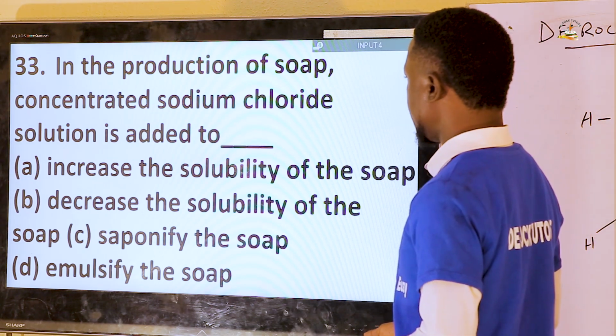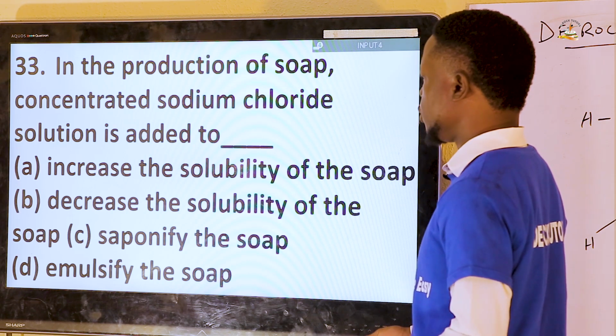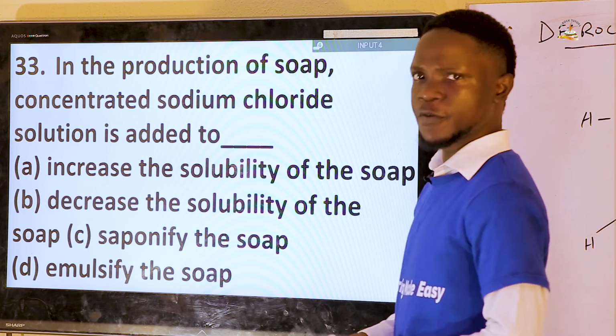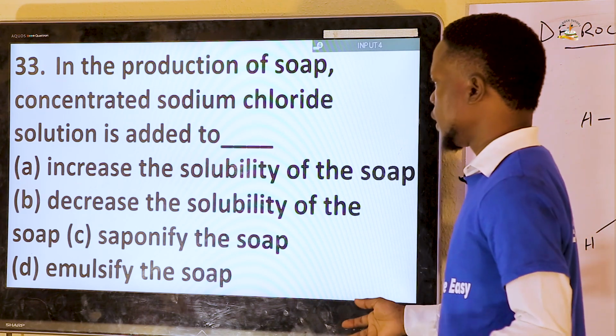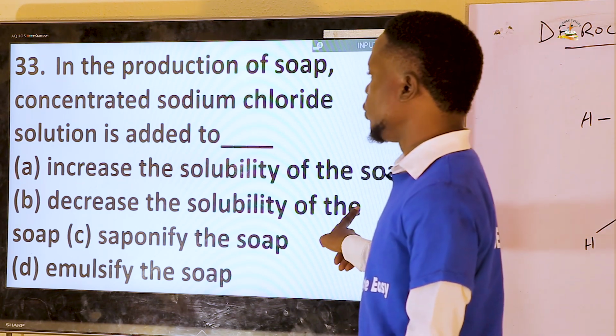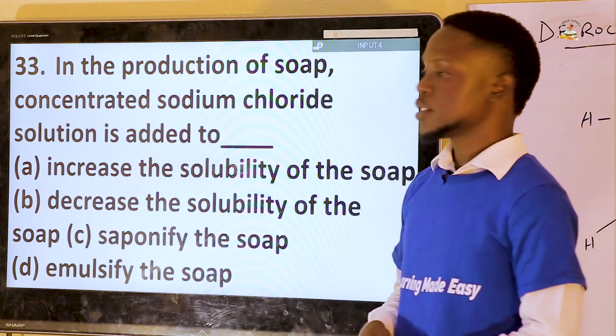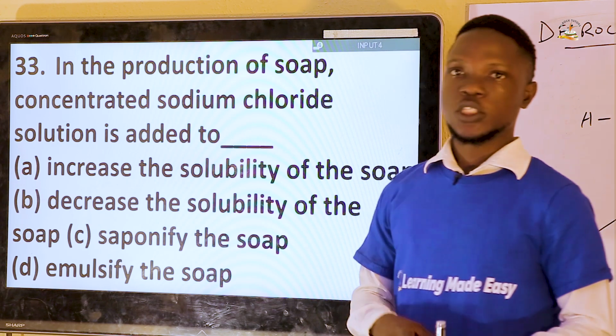In the production of soap, concentrated sodium chloride solution is added to dash. A, increase the solubility of the soap. B, decrease the solubility of the soap. C, saponify the soap. And D, emulsify the soap. The answer to this question is to decrease the solubility of the soap. That is why we add concentrated sodium chloride solution in the production of soap.